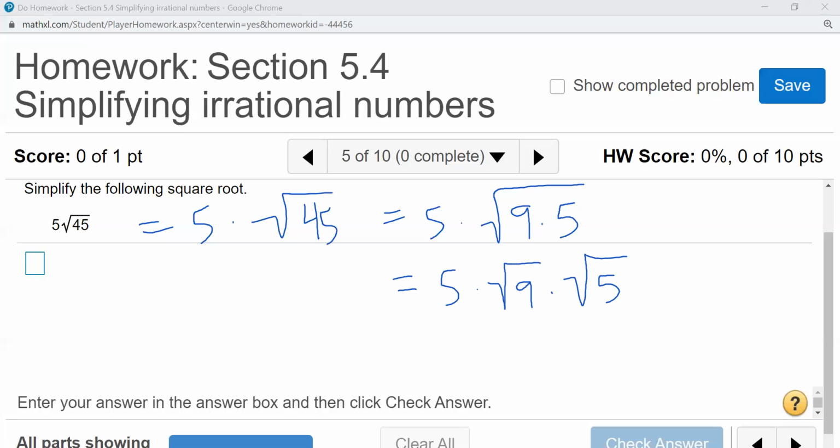Now I could have taken 45 and called it 15 times 3, but that does me no good because 15 is not a perfect square and 3 is not a perfect square. 9, though, is a perfect square. So what's the square root of 9? 3. So this becomes 5 times 3 times the square root of 5. And then we can just do that 5 times 3, which will give you what? 15, and we still have the square root of 5 there. So that becomes 15 square roots of 5.